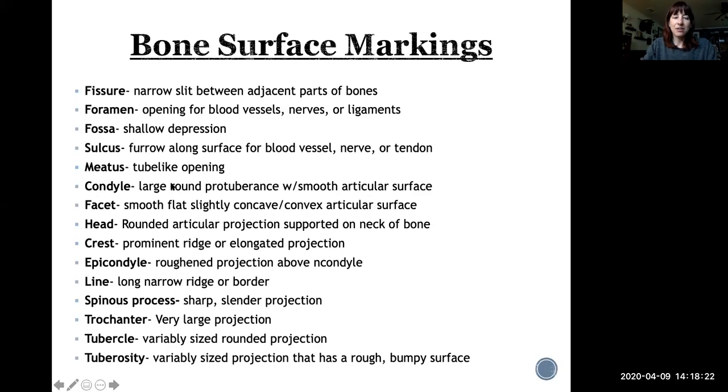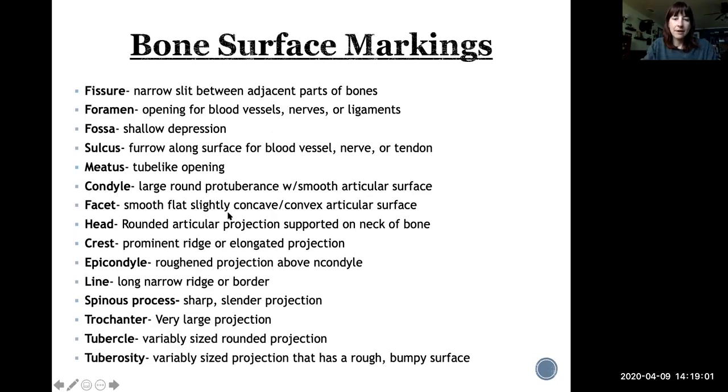A condyle is found on some of the bones that we're going to talk about today, notably on long bones. At the ends of long bones, you're going to have condyles, okay? So those are going to be large, rounded protuberances, right? Which is like a projection or something that sticks out with a smooth articular surface. So this would be one of the condyles of this bone here. So you can see how it's rounded and how it's pretty smooth there for articulation.